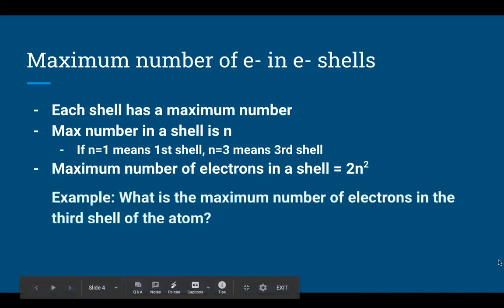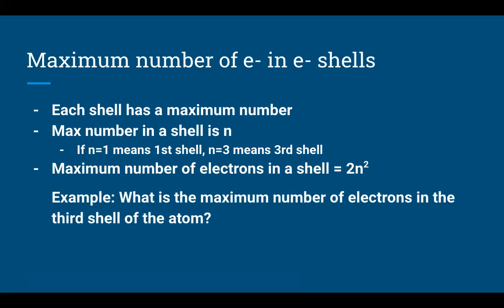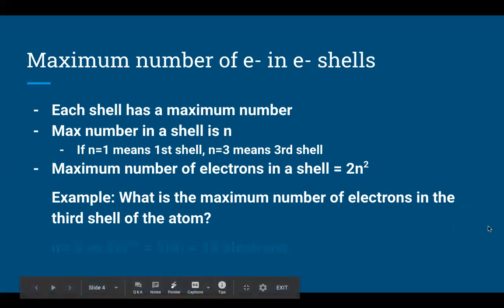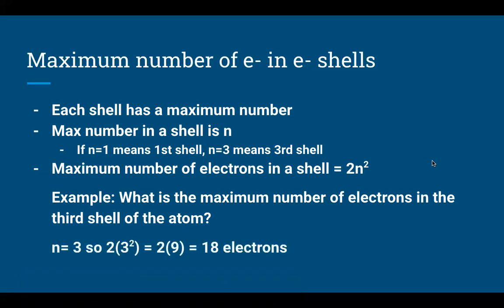So for example, what would be the maximum number of electrons found in the third shell of an atom? That would be a sample type question. If it's the third shell of the atom, then n is equal to 3. So 2 multiplied by 3 squared, which is 2 times 9, is equal to 18 electrons. The maximum number that we could have in our third shell is 18.